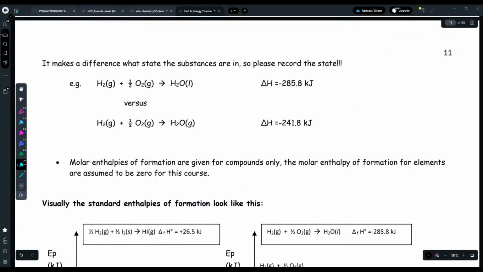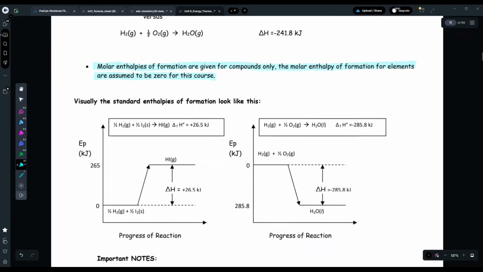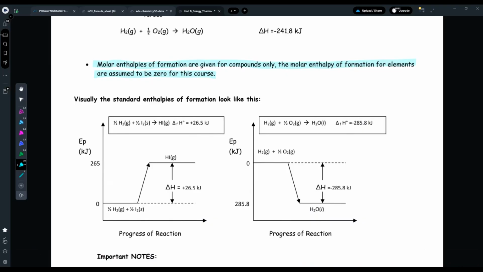Now, molar enthalpies are given for compounds only. The molar enthalpy of formation for elements, we're going to be assuming is 0 in Chem 30. Okay, so that's important. Anytime you have the formation of elements, or if you need the molar enthalpy of formation for elements, you're just going to assume it's 0.